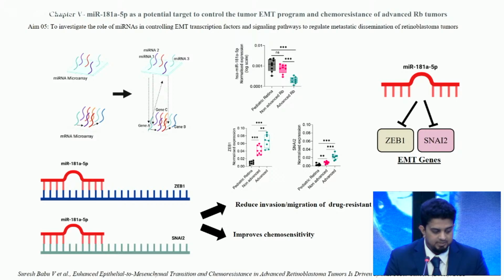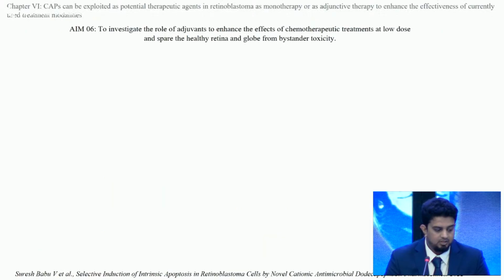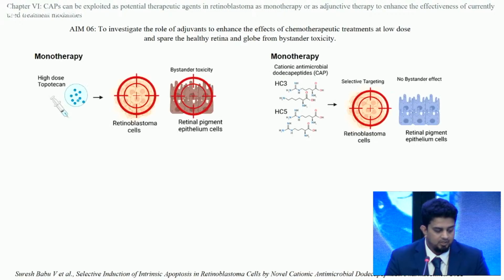And in chapter 6, we further looked at how novel adjuvants can be used to target retinoblastoma tumors apart from chemotherapy. So here in the clinics, they use high-dose topotecan for advanced cancers, which targets both retinoblastoma and retinal pigment epithelial cells, causing a bystander toxicity.